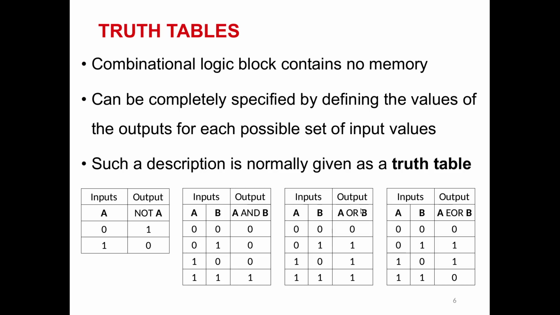The OR logic function will have the value of 0 only if both A and B are 0, otherwise the output will be 1. And for exclusive OR, if A and B are the same value, it will generate an output of 0, and if A and B are different, the output will be 1. Among these, we have NOT, AND, and OR as the basic logic functions or basic logic gates.